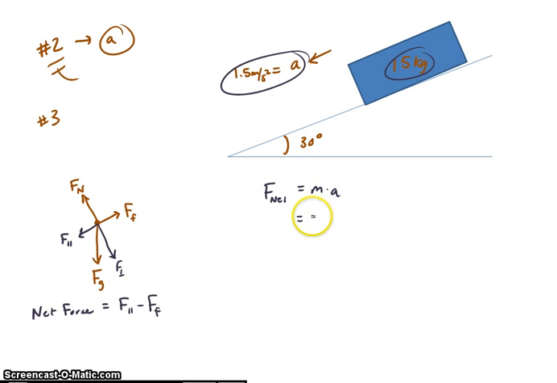So in other words, I have a mass of 15 kilograms, and I have an acceleration of 1.5 meters per second squared. So I know my force net. It's just my 15 times my 1.5. So in other words, I know how much force is acting down the incline.